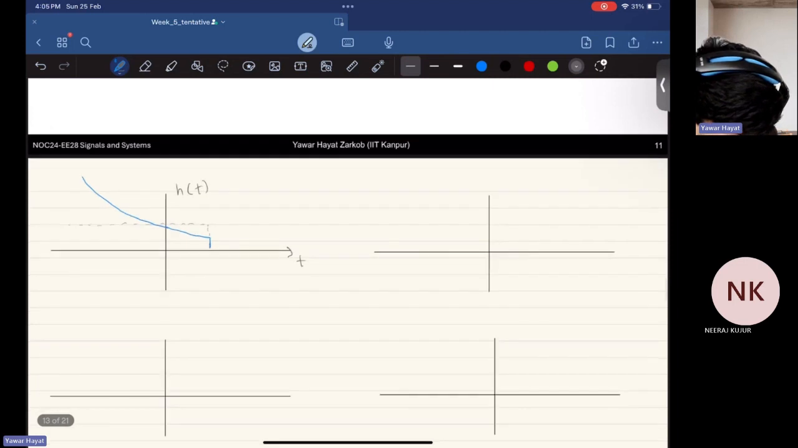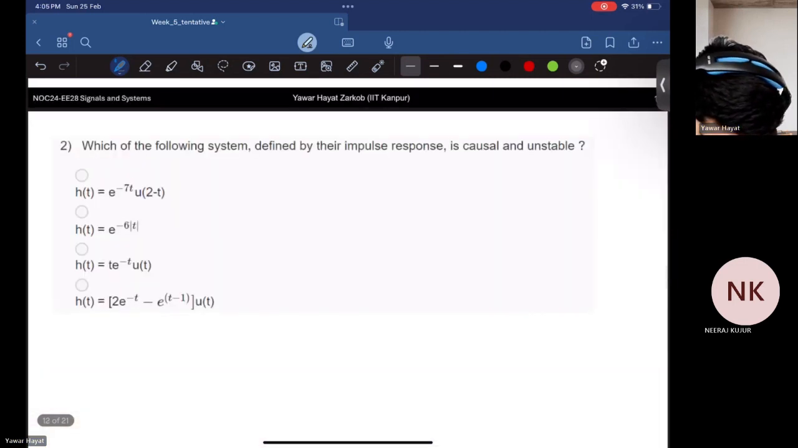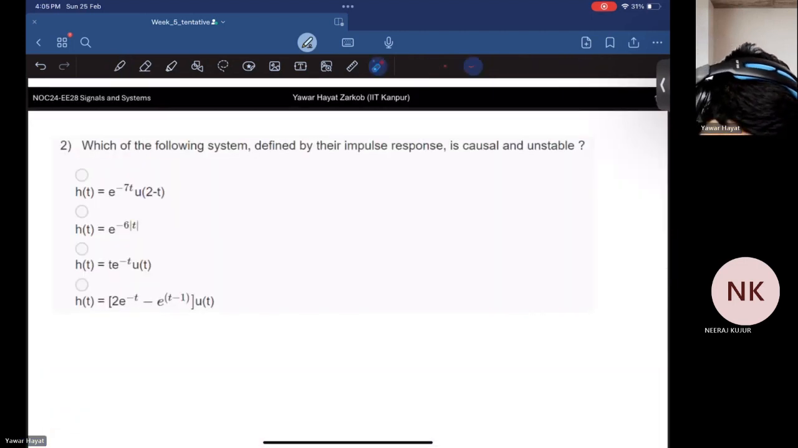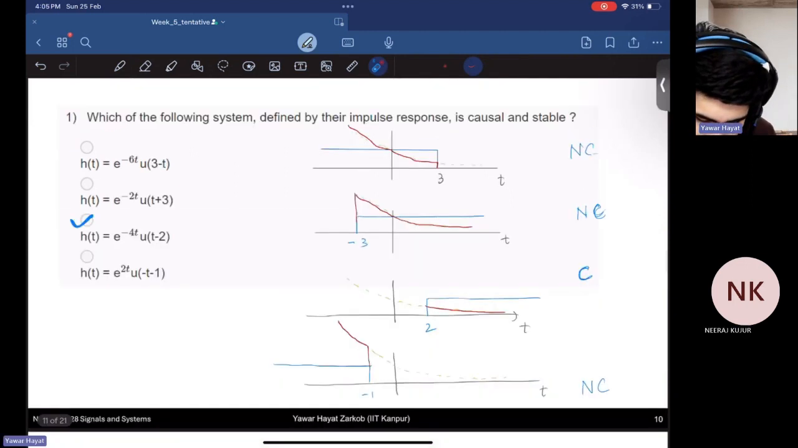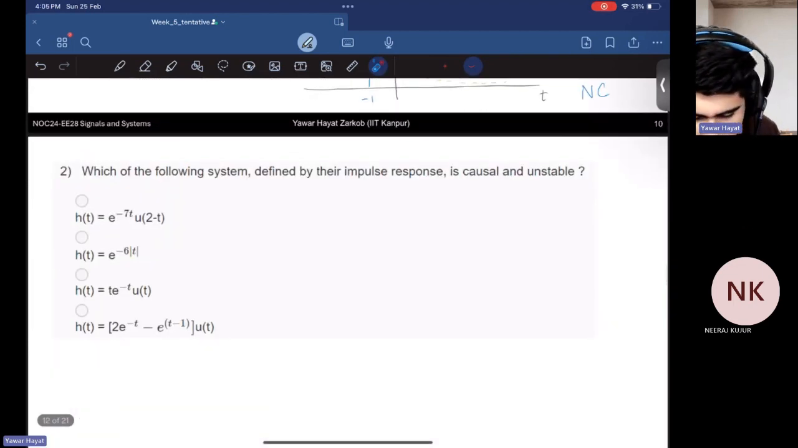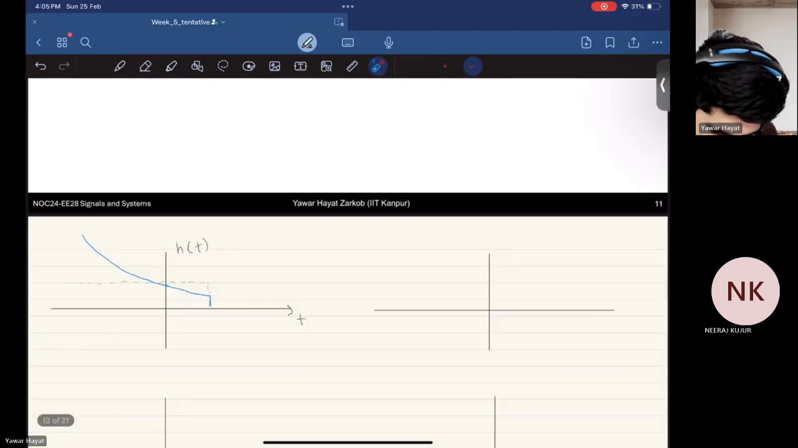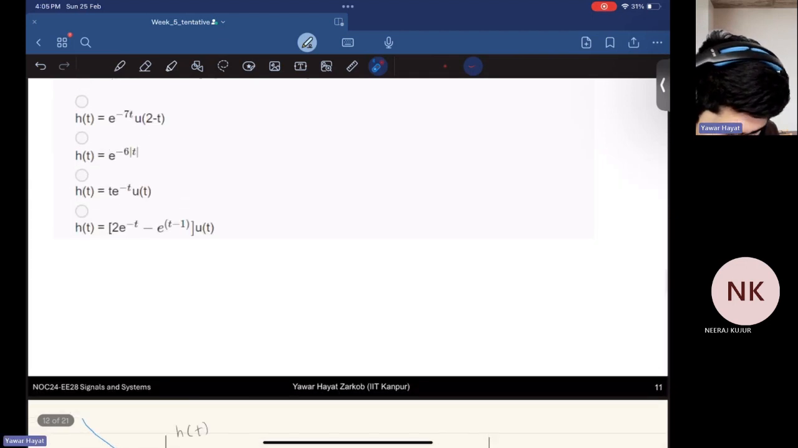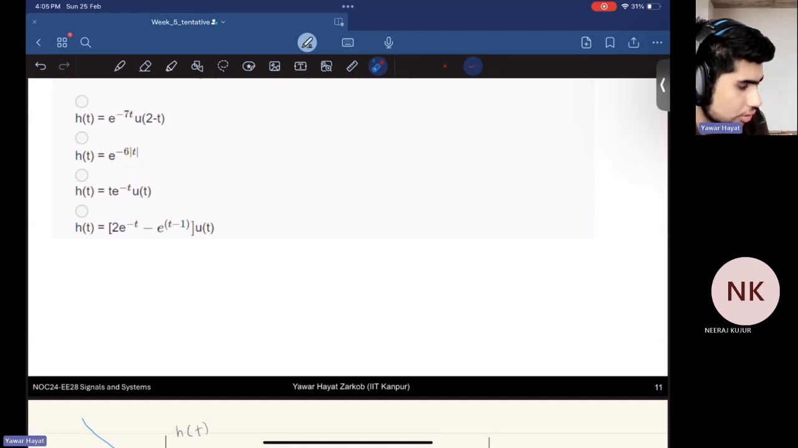We'll move on to the second option. Note we need to find an unstable and a causal system, right? In the question first we had a causal and a stable. Now we need to find a causal and an unstable system. What about this? Sir, it is also non-causal. It will be non-causal.